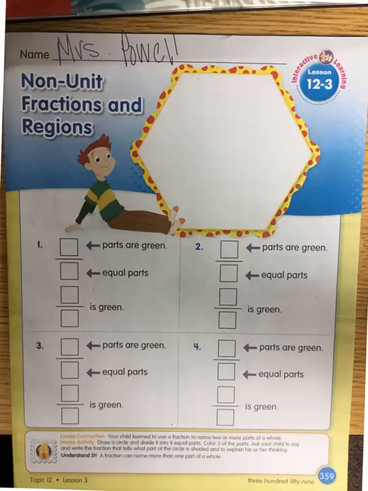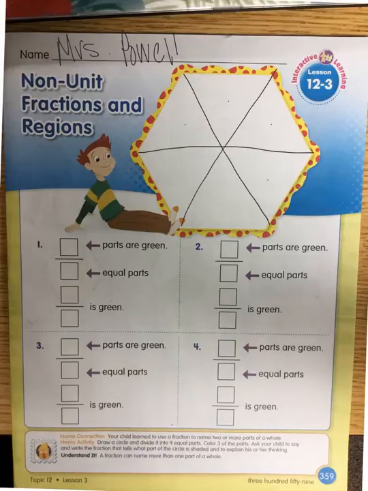But I'm going to break this hexagon into 6 parts. 1, 2, 3, 4, 5, 6. Okay, so I know that I have 6 equal parts. I'm going to color some of those green.